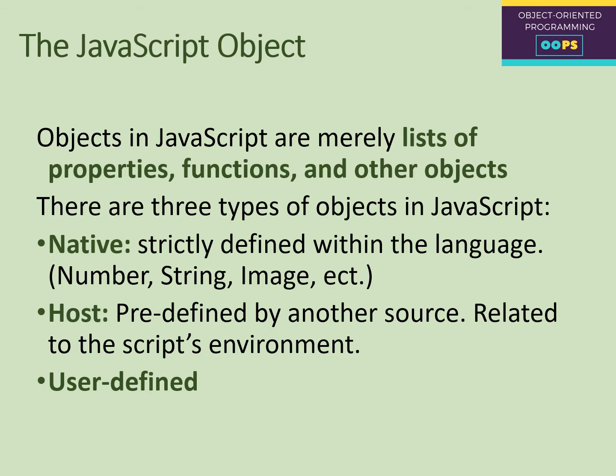Let us see what is native. It is strictly defined within the language, like number, string, image, array, etc. Another type of object is host. It is predefined by another source, related to the script's environment. So host objects are predefined objects and they are related to the corresponding script. And the third type of object is user defined object, and that can be related to our object oriented concept.